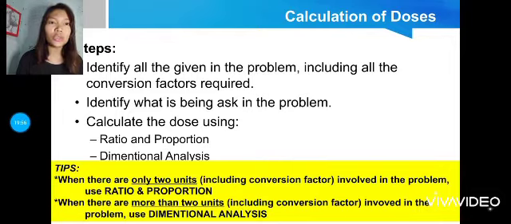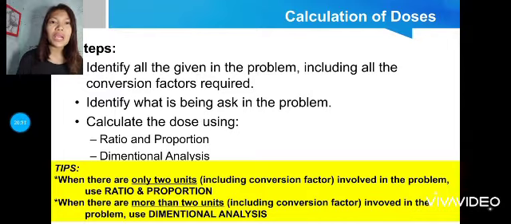So, here are my tips in calculating doses. When there are only two units, including the conversion factors, involved in the problem, use ratio and proportion. In your problem, including the conversion factor, if only two units are involved, use ratio and proportion, because ratio and proportion is a very easy way to calculate those.